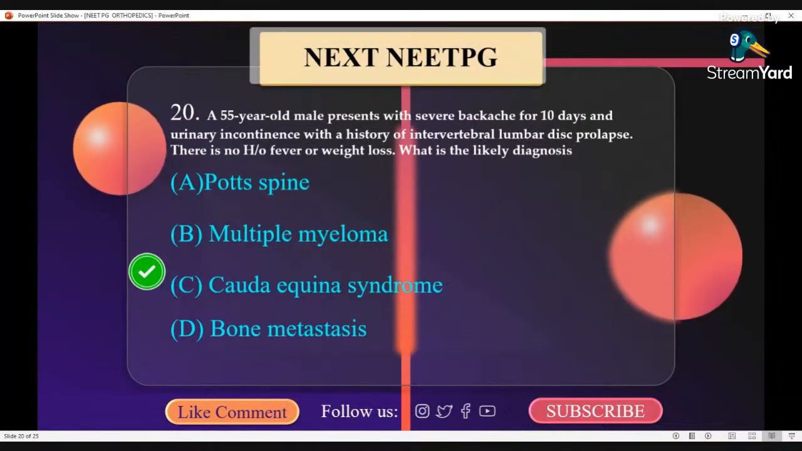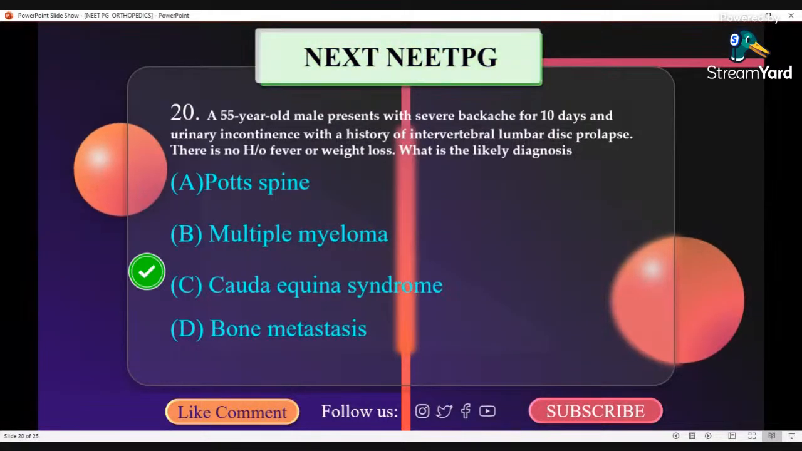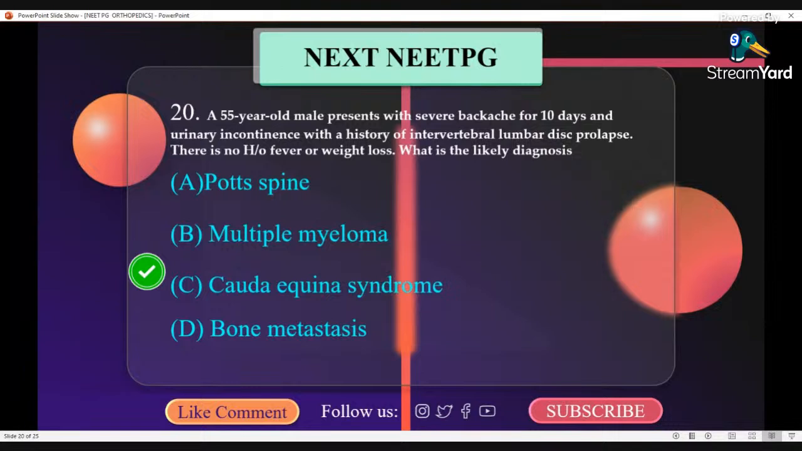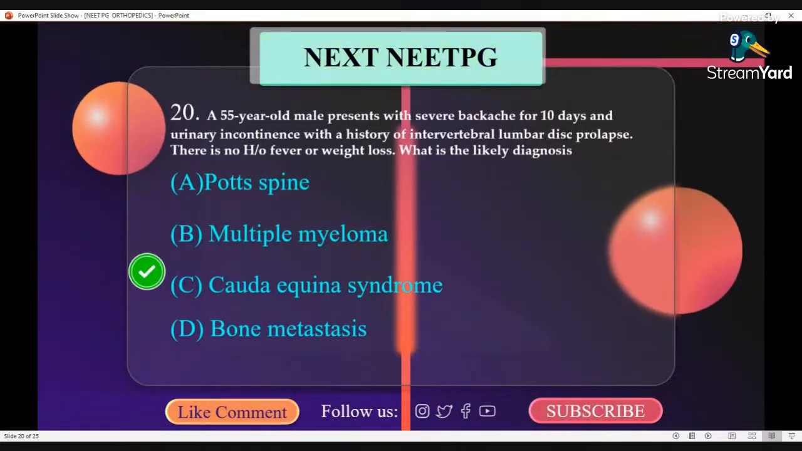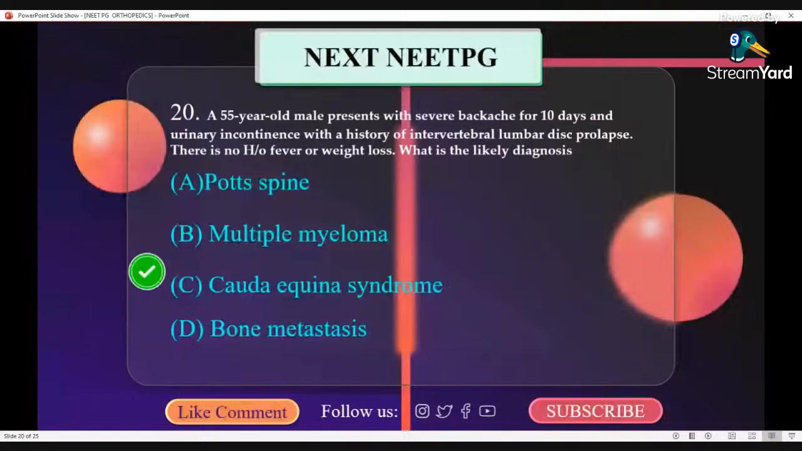Cauda equina syndrome is characterized by low back pain, diminished sensation over the buttocks and posterior superior thighs, perineal area in a saddle distribution, rectal and bladder dysfunction, absent bulbocavernosus reflex; patellar and Achilles reflexes are also absent. So this is cauda equina syndrome.